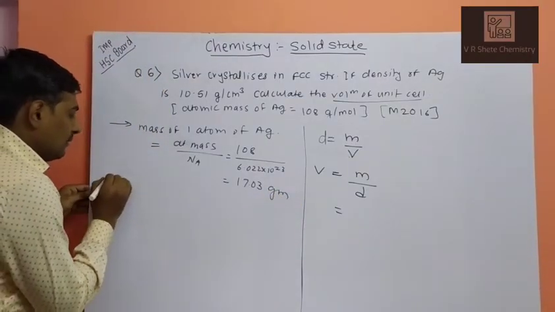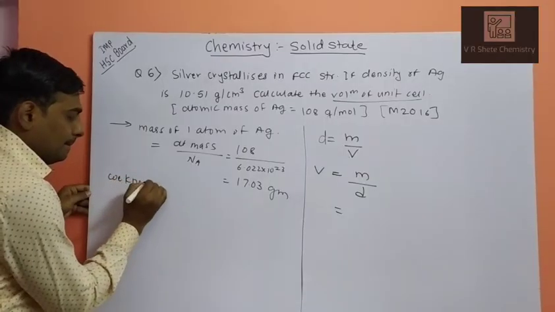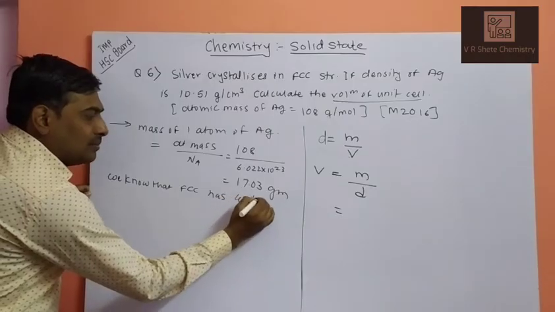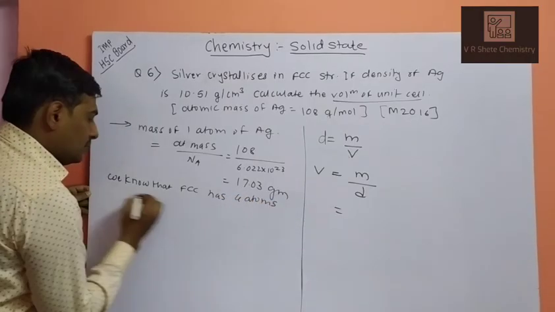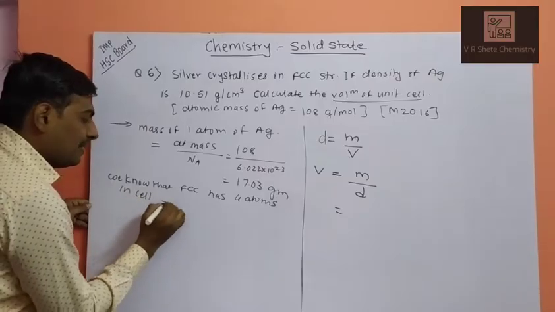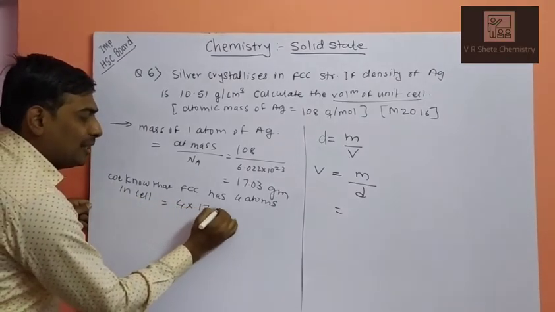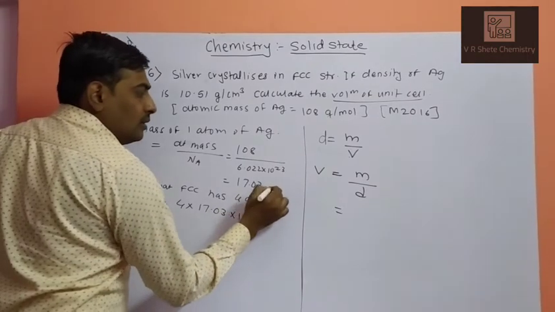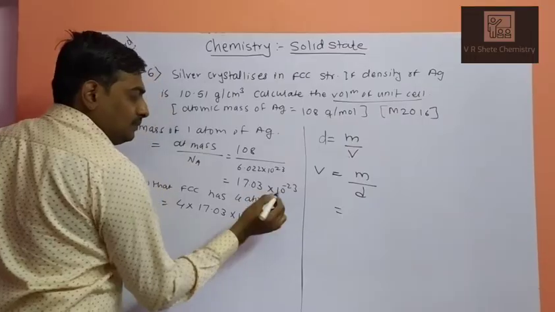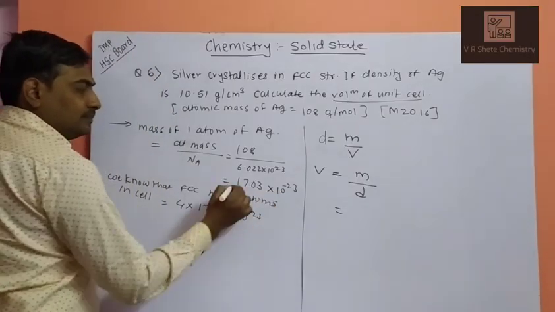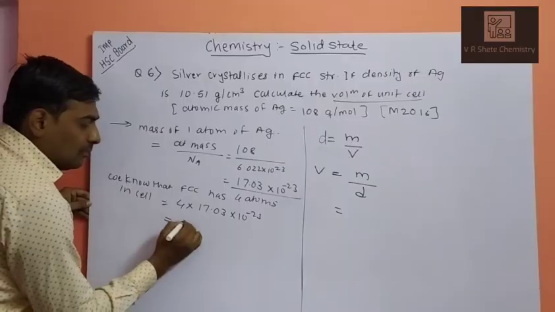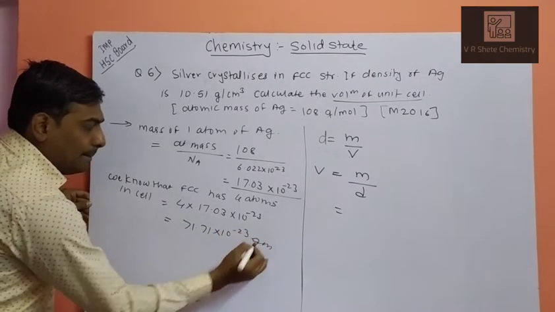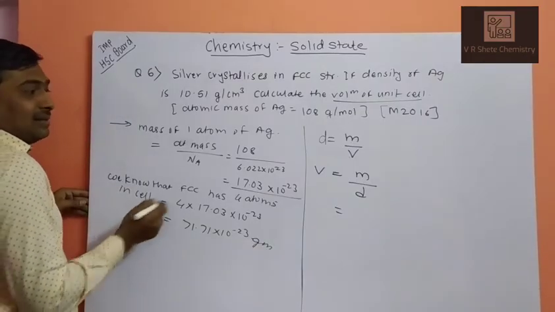So obviously we know that FCC has 4 atoms in the unit cell. Therefore 4 multiplied by 17.03 into 10 raised to minus 23. So you will get 71.71 into 10 raised to minus 23. This is in gram. Just substitute this mass in this formula.